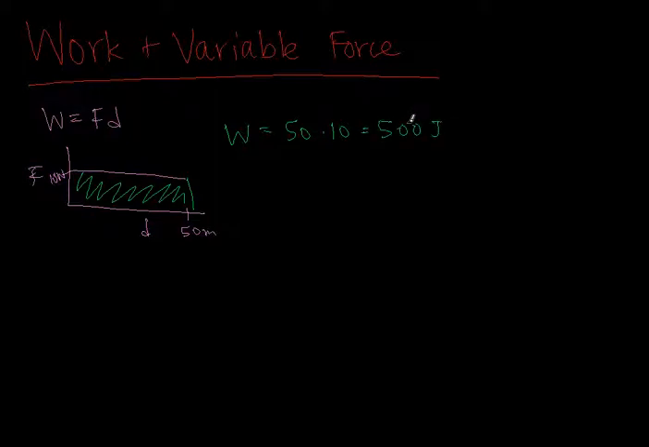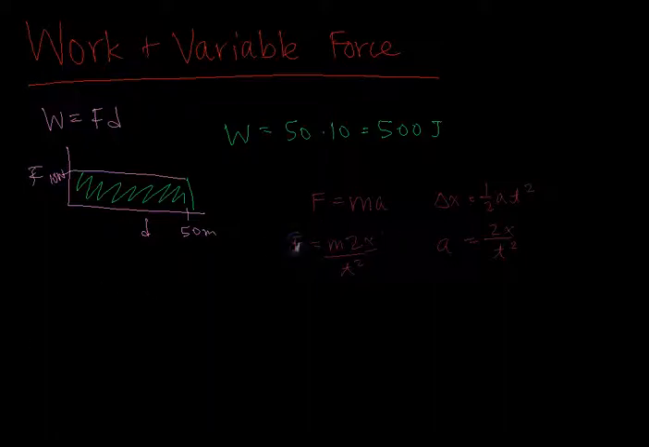So that makes sense. Now what if force were variable? From the equation F equals ma and the equation delta x equals 1/2 at squared, we can see that force and displacement actually have a direct relationship. And this is because if we rearrange this, we get a equals 2x over t squared. And if we plug all this in over here, we get F equals m times 2x over t squared. And the only variables we care about here are F and x, and as you can see, they're directly related.